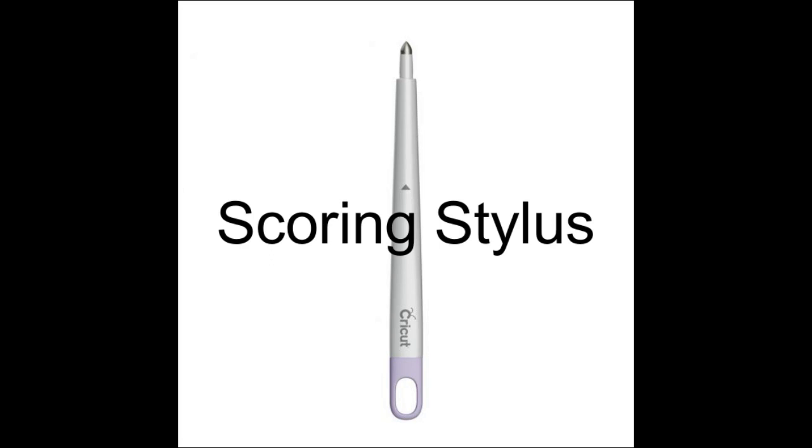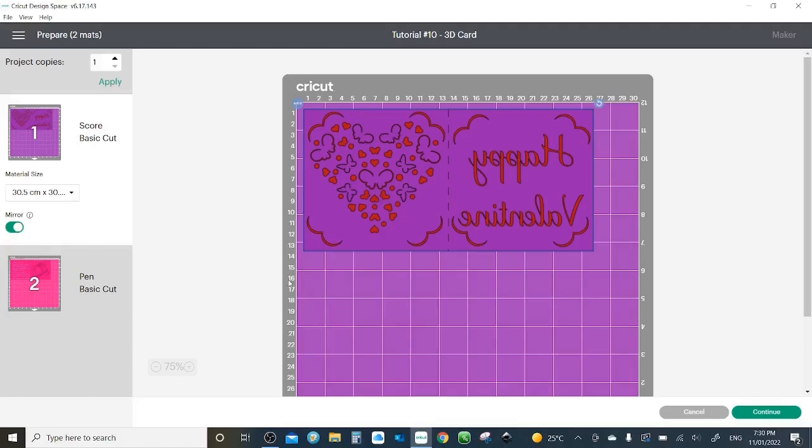That's the scoring stylus, which is a pen, and if you will use it, you can insert it in clamp A while the fine point blade in clamp B.